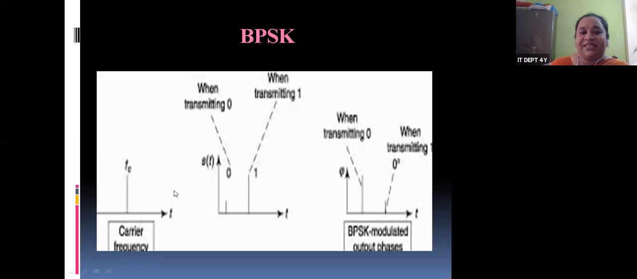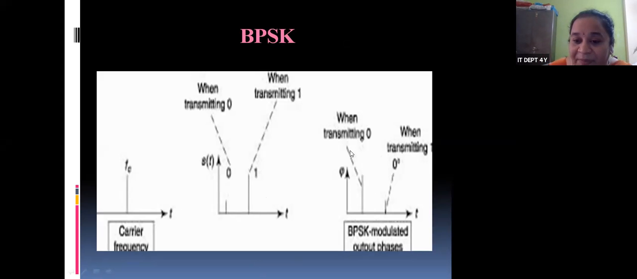See, the carrier frequency is like this, and the modulating signal is like this. 0 is represented with this, and 1 is represented with this. And BPSK is represented such that when transmitting 0, it has the highest amplitude, and when transmitting 1, it has the lowest amplitude. That is, you are shifting the phase. Even the signal has the representation of 0 and 1 like this. 0 has the minimum value, and 1 has the highest value. But you are shifting the phase, you are reversing it.